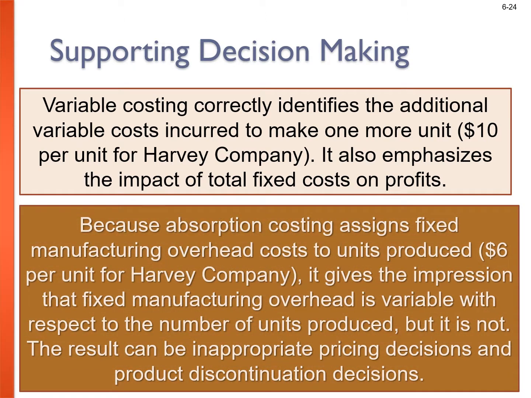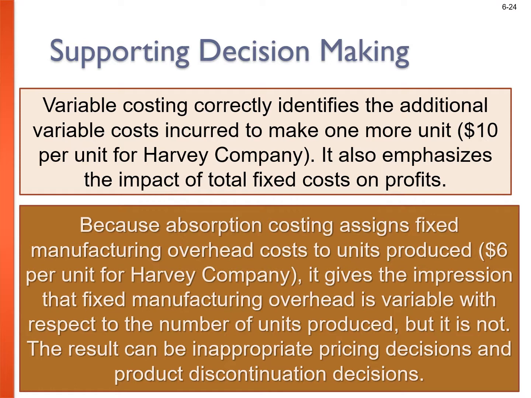So variable costing correctly identifies the additional variable costs incurred to make one more unit, $10. It also emphasizes the impact of total fixed costs on profits. So that's on the variable costing side. So when you're trying to decide what do we do?